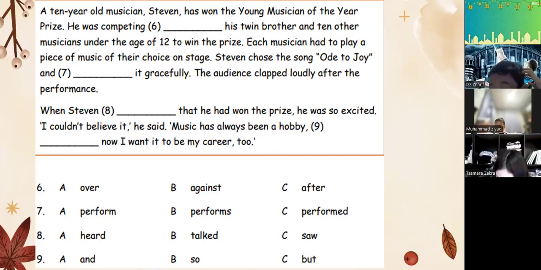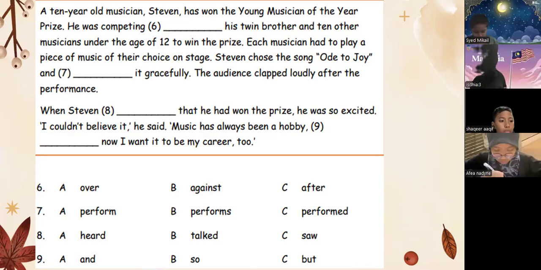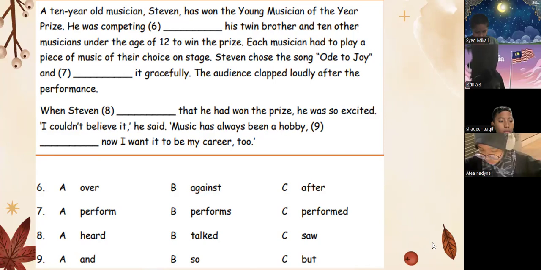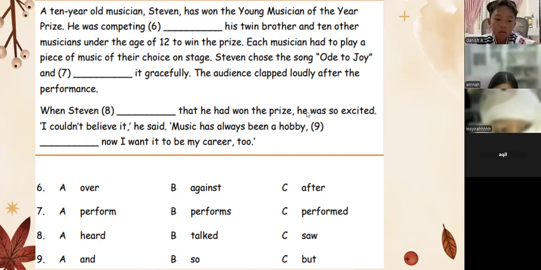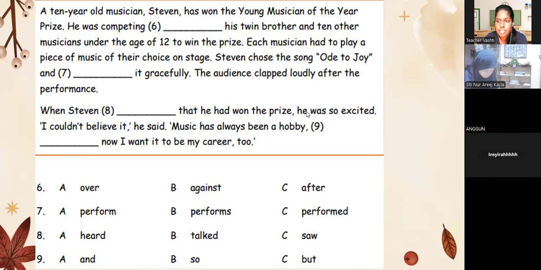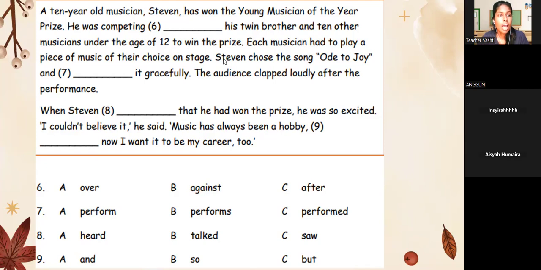All right, all of you done? Can we discuss? Anyone still doing? Ada yang masih buat? All right, so let's discuss the answers. What is your answer for number 6? He was competing against. Very good. The correct answer is B.